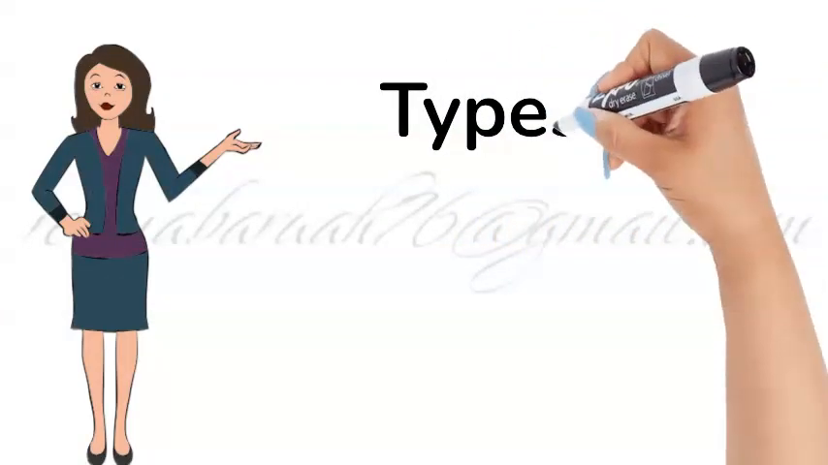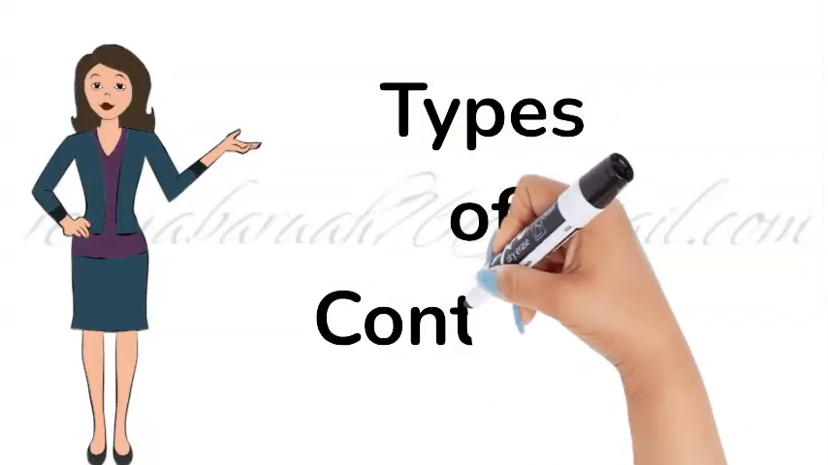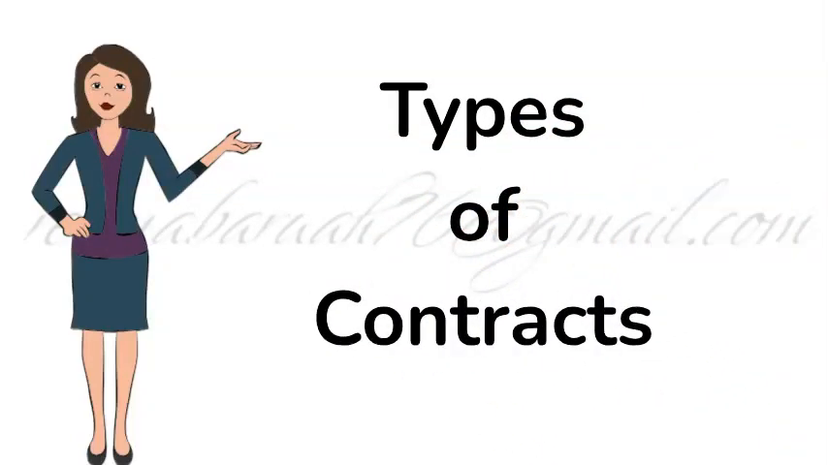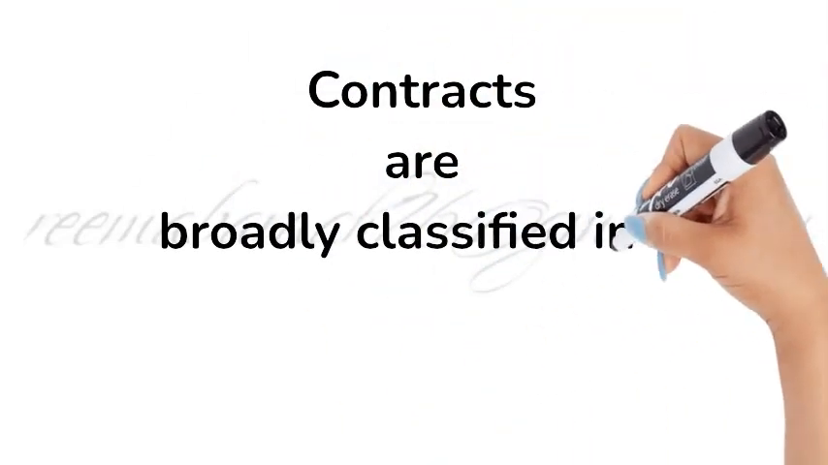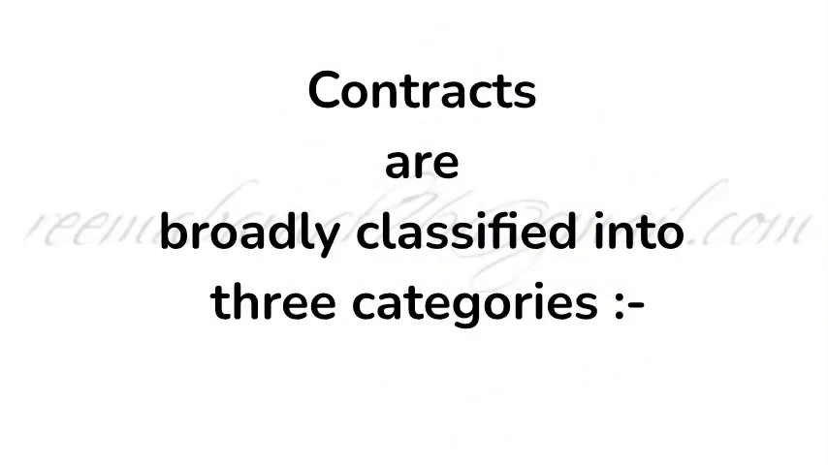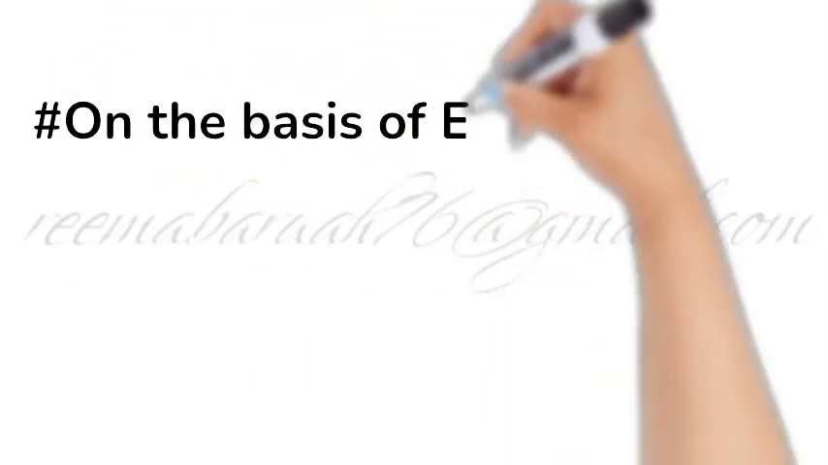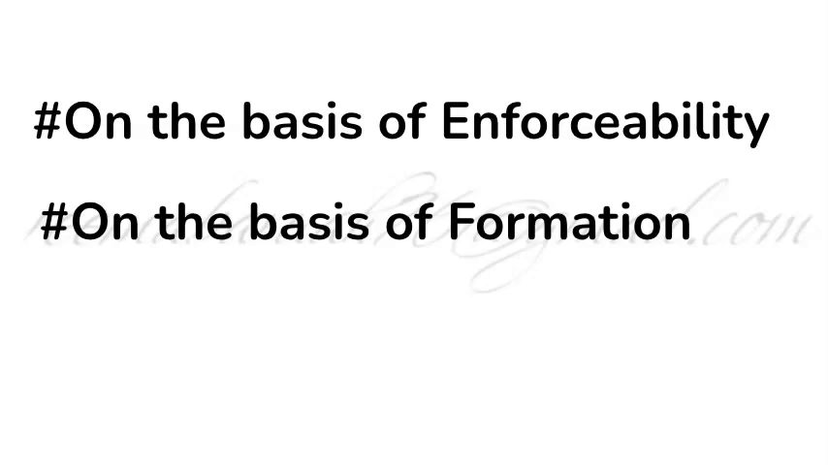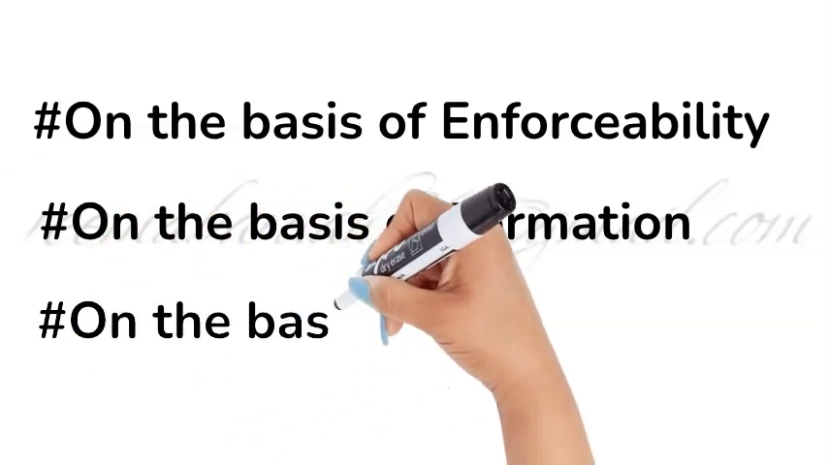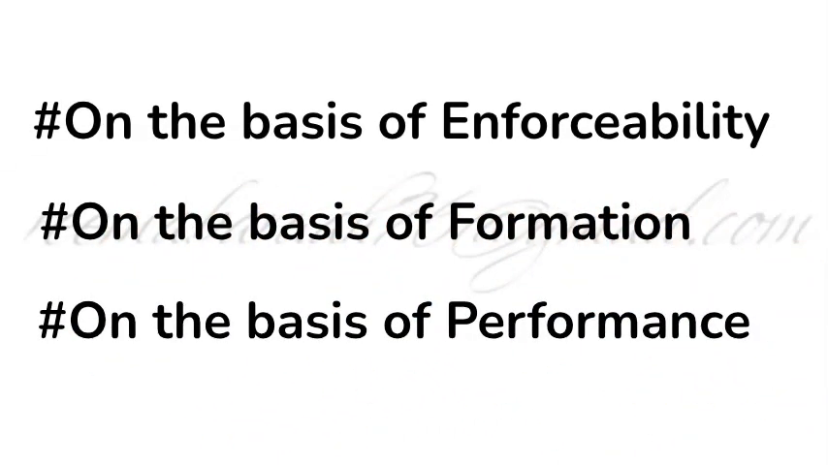Hello everyone. In today's video, I will discuss the topic types of contract. Contracts are broadly classified into three categories: on the basis of enforceability, on the basis of formation, and on the basis of performance.